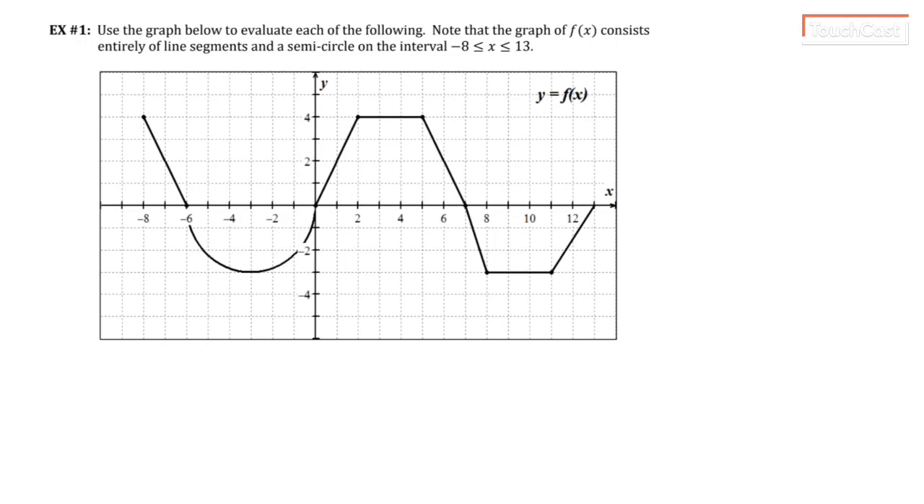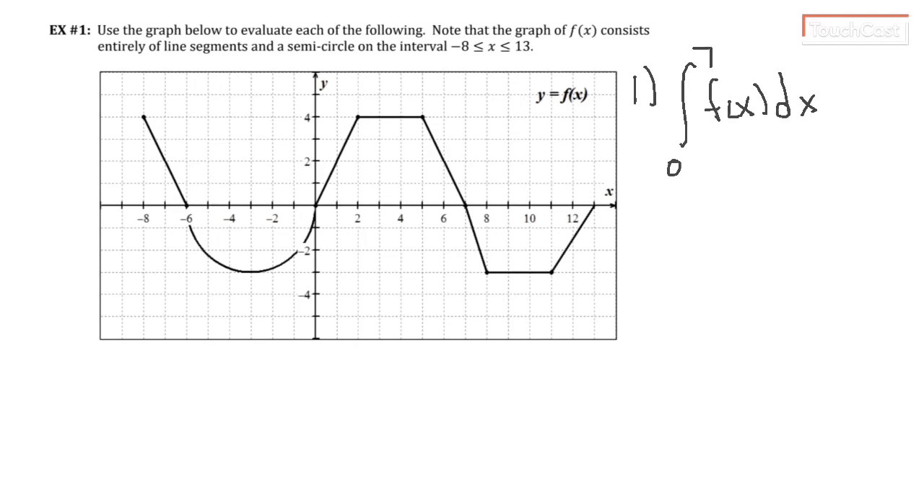So we are going to use this graph to evaluate each of the following integrals. Note that the graph consists entirely of line segments and a semicircle from -8 to 13. So our first example we're looking at is the integral from 0 to 7 of f of x with respect to x.